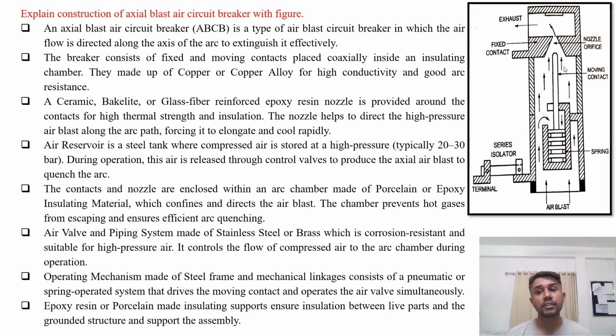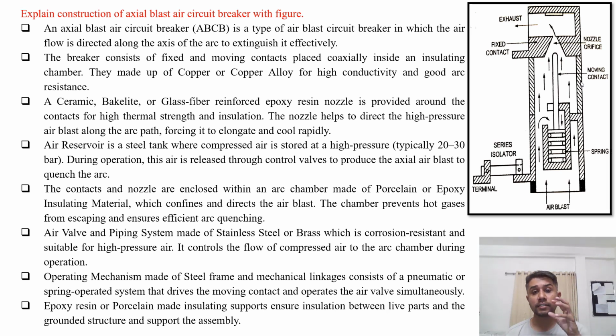During the operation, the air is released through control valves to produce the axial air blast to quench the arc. The control valve is right beside this part of the figure, which is not shown in the figure. The contacts and nozzle are enclosed within an arc chamber. This is the arc chamber where arc occurs.